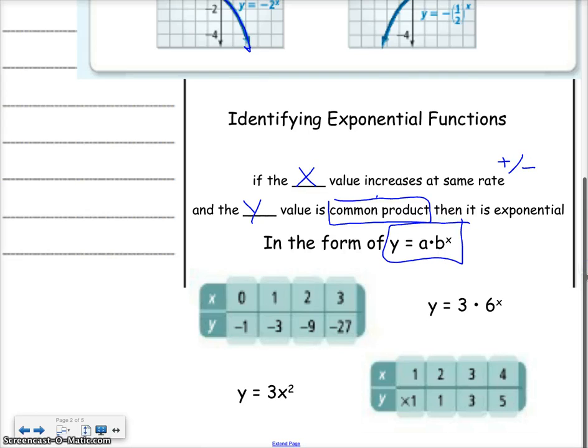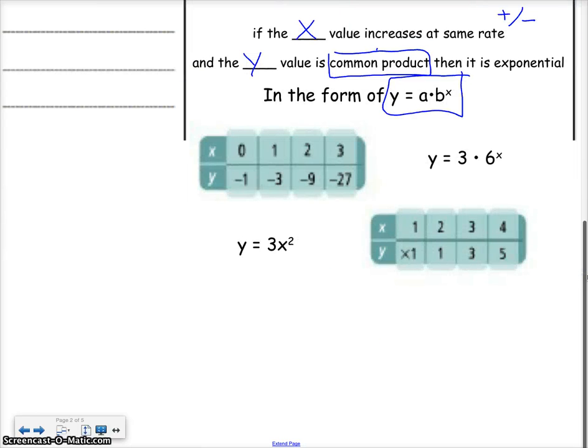Okay? All right, let's analyze this first one, this first table. So when I look at this first table, x should be increasing by the same thing, added or subtracted. So I plus 1, plus 1, plus 1. It meets the x criteria. Y has to be being multiplied. So what did I multiply -1 by to get to -3? 3. So times 3. -3 times 3 is -9. -9 times 3 is -27. This represents an exponential function.